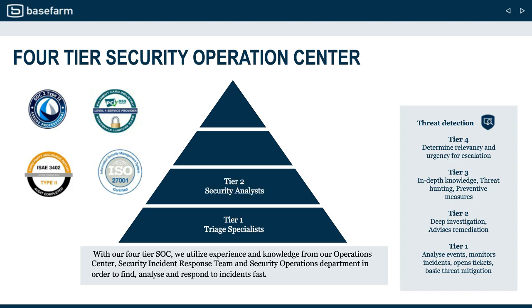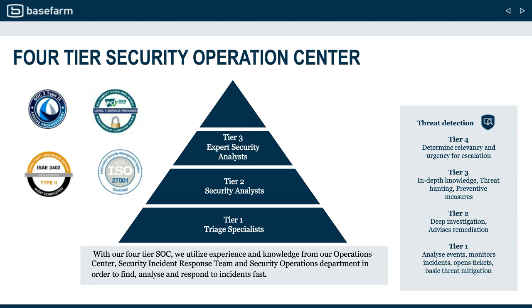If they detect something that they see as an actual incident, they will escalate it to our Tier 2, our security analysts. They are the ones who conduct IT forensics on systems. They have the expertise needed to find what has happened and make sure that they don't destroy any evidence during the investigations.